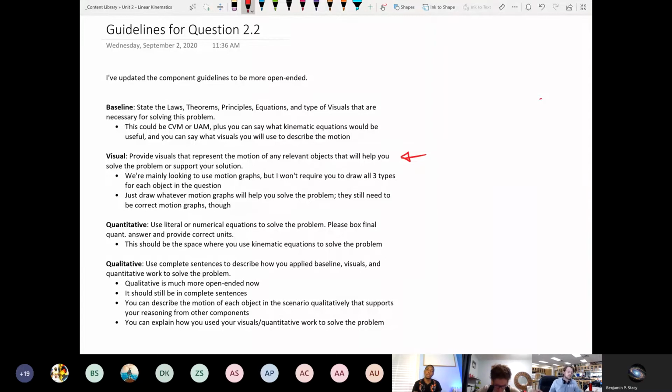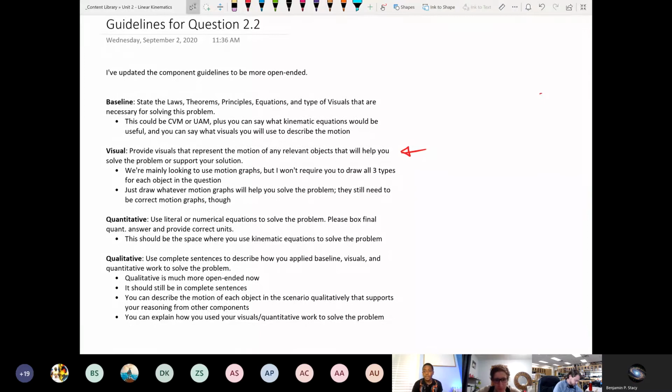You still need to draw them correctly. If you say, I'm going to use motion graphs, and then you draw wrong motion graphs, you're not going to get points for visual, obviously. But I made it a little more open-ended. You draw whatever motion graphs you think will be helpful for you to solve the problem, and other sketches that you might want to do too.